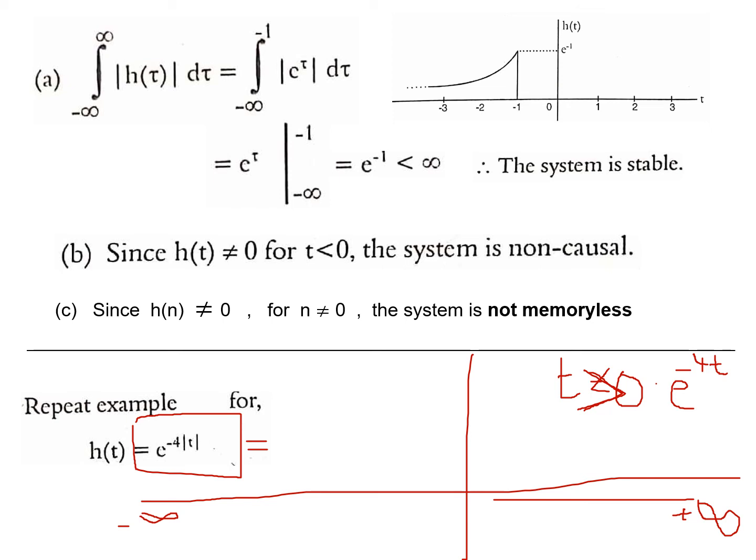That is, it is a falling exponential, no? e power of minus 4t. As you put the value of t, the signal value keeps on decreasing. It is a falling exponential. It goes on falling like this.